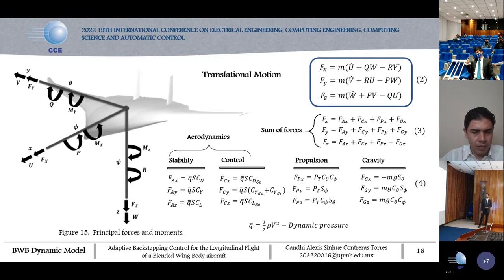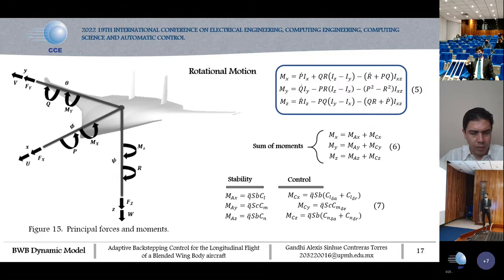In the translational motions, we can identify the structure of the Newton law in every axis. But we have here the sum of forces. We have the aerodynamic forces, the propulsion forces, and the gravity forces. The aerodynamic forces are divided in stability and control. In control, we have the forces of the aerodynamic control surfaces, which are the effectors we use to control the aircraft. And these parameters are estimated or calculated with experiments or with simulations.